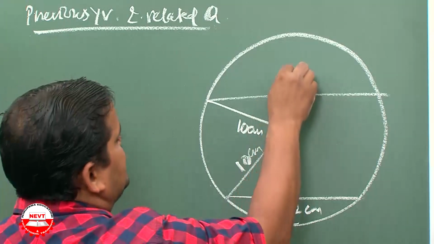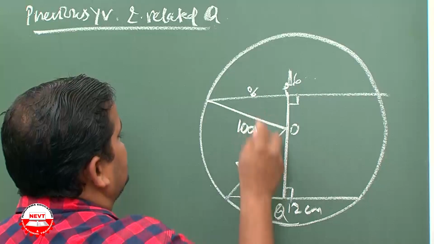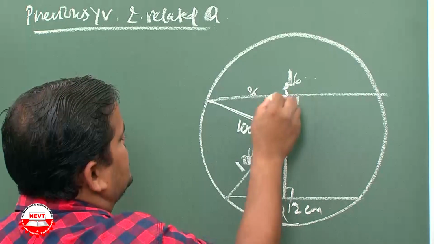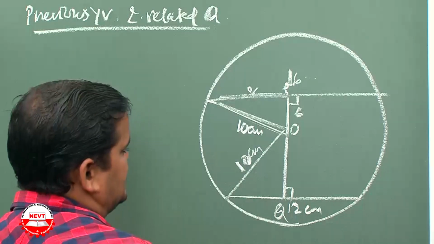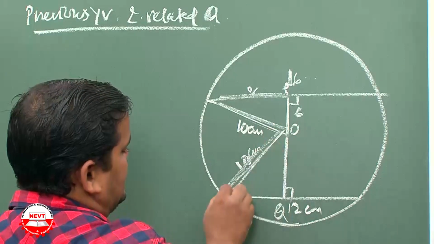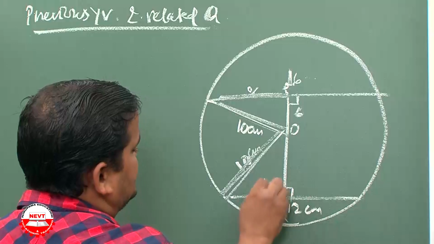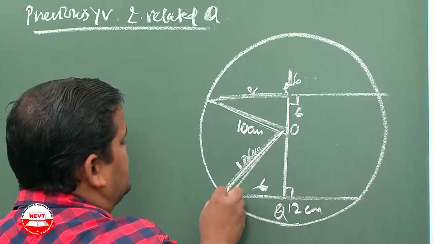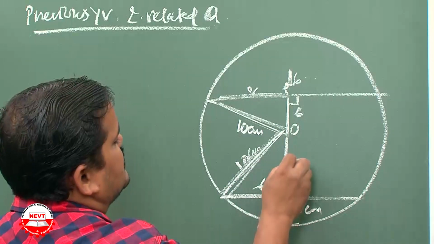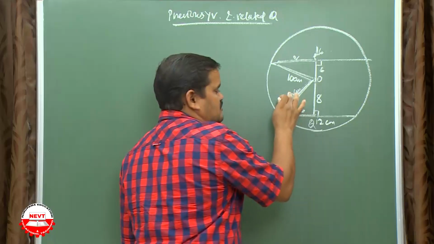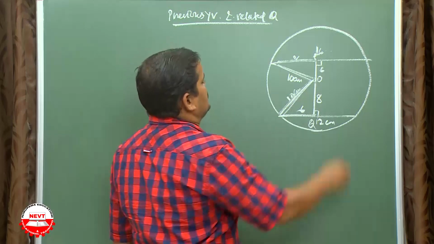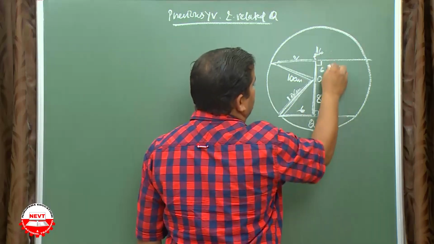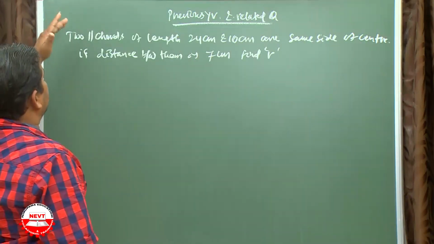How? If this length is 16, this half is 8. This is 10, this is 8, so 10 squared minus 8 squared gives 6. This is 10 and this chord is 12, so this half is 6. Using the Pythagoras theorem, 10 squared minus 6 squared, the square root is 8. So what is the distance between them? It is 14.